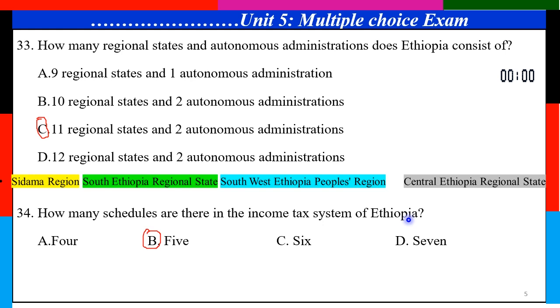Such as what? Schedule A, Schedule B, Schedule C, Schedule D, and Schedule E. So we have 5 schedules in the income tax system of Ethiopia here.